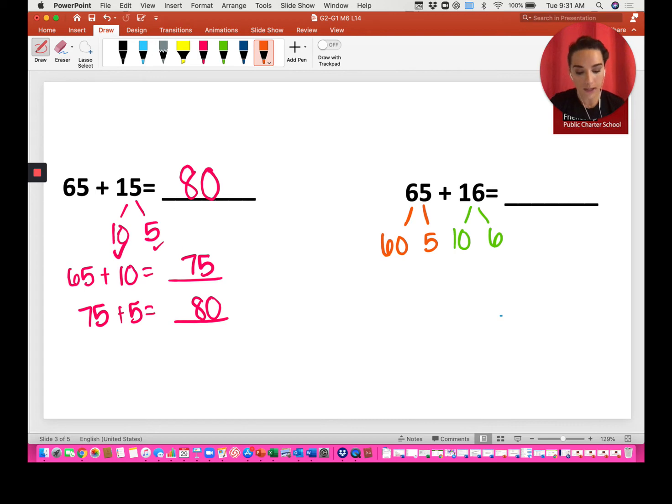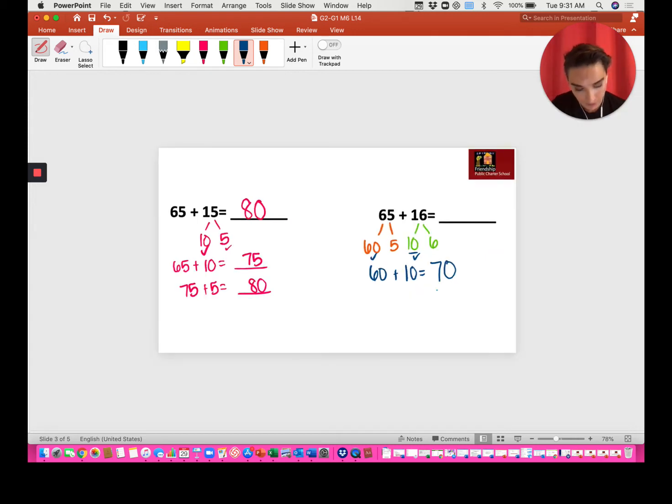And now to add, I am going to simply add my tens first, and then I'm going to add my ones. And so first, I want to add my two tens. What two tens do I have when I decompose 65 and 16? Well, you should have said that the two tens I had were 60 and 10. Those were the two tens I made. And so first, I'm going to add 60 and 10. Well, 60 plus 10 is what? 70. Excellent job. And so I am going to write 70.